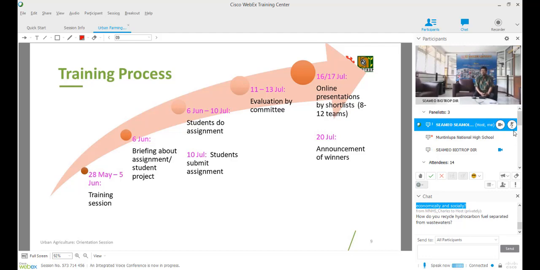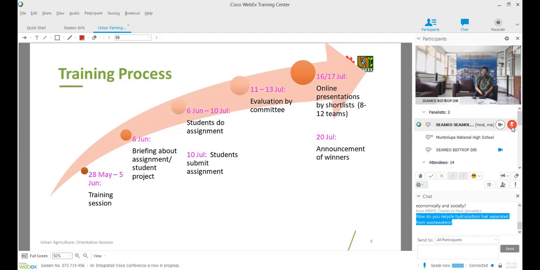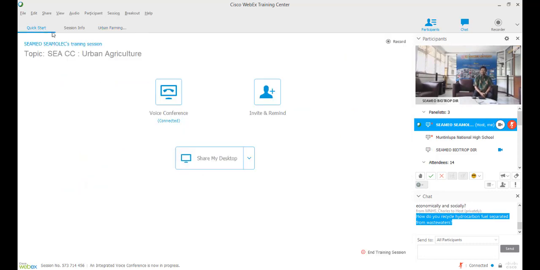How do you recycle hydrocarbon fuel separated from waste waters? Wow, that's a tricky question, because for hydrocarbon, we have the technology, Simulvitrof has the technology to process hydrocarbon waste. But for the moment, just leave it to the city to take care of that, because I think you need knowledge to process that. So just concentrate on the organic waste only.